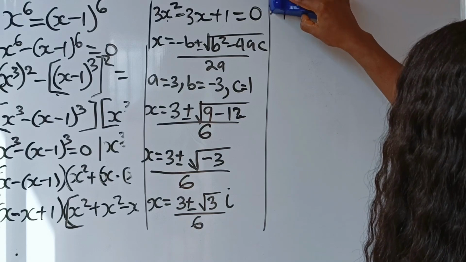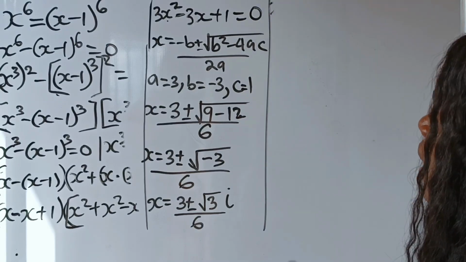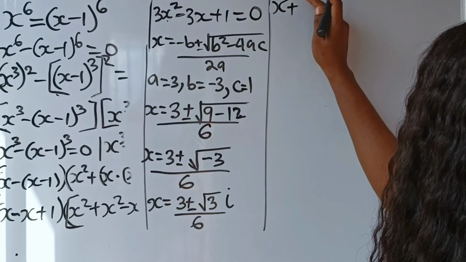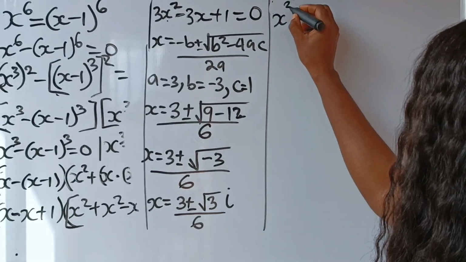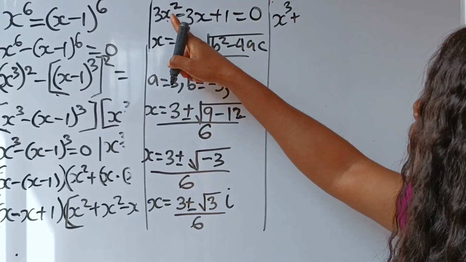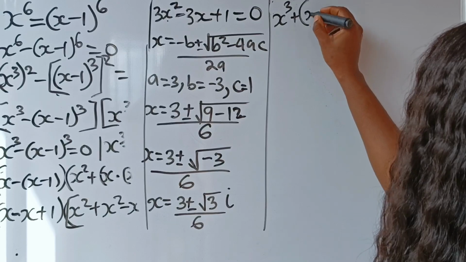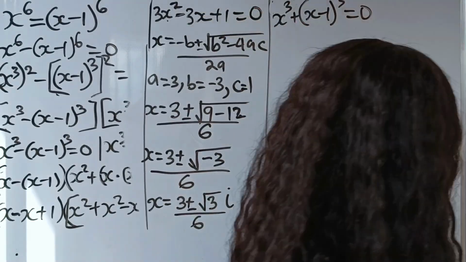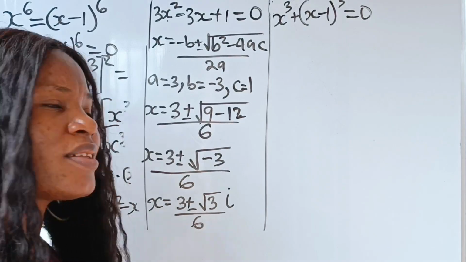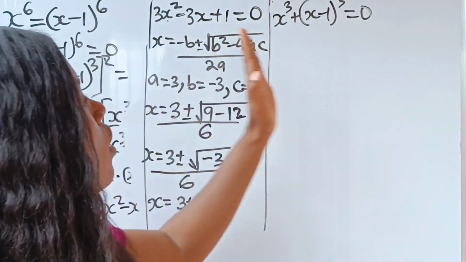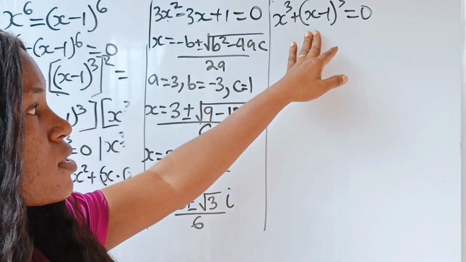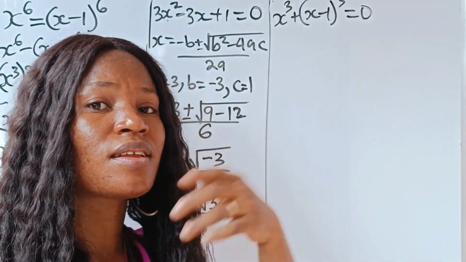Now we are going back to the other one that I told you I don't want to clean, and that one says x to the power of 3 plus x minus 1 to the power of 3 is equal to 0. I copied it here. So you'll be like, where is this woman copying this from? Remember, I copied it here. So we have solved here and we have gotten the first and second value of x. Let's solve here to get the third, the fourth, and the fifth.